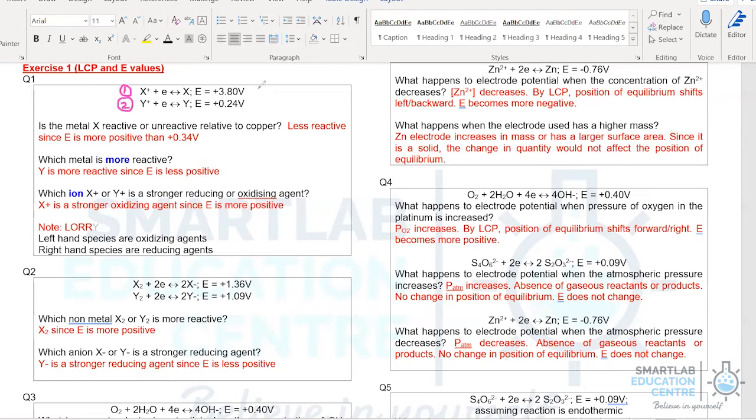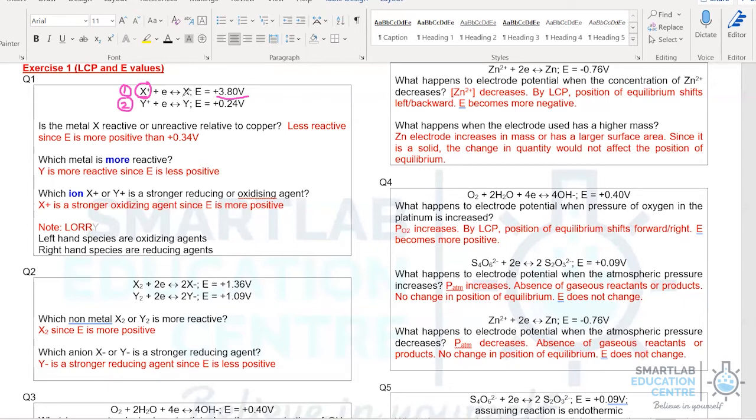It is clear that the E value in equation 1 is highly positive, which means in this case, X+ readily accepts the electron to form X rather than Y+ accepting the electron. Therefore, X+ is deemed to be the stronger oxidizing agent since it is a left-hand species.